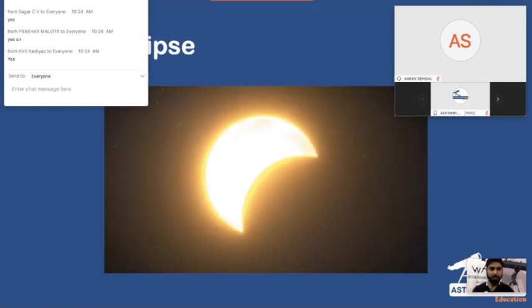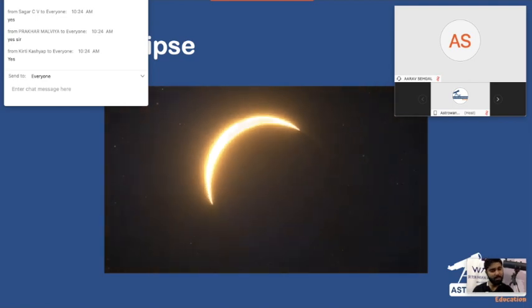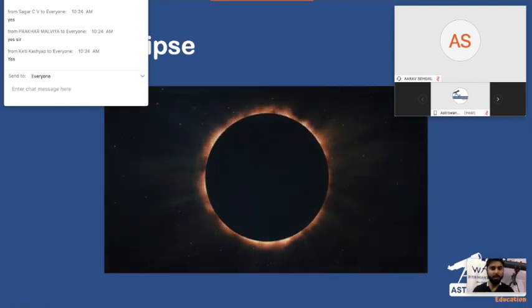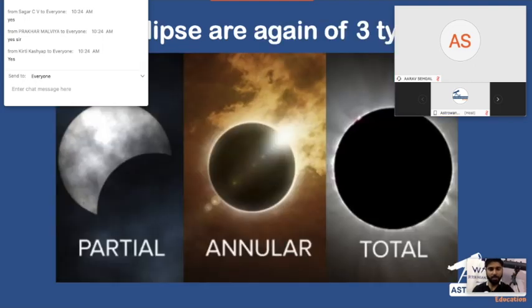So what is happening in a solar eclipse? The moon is coming in front of the sun, as viewed from earth. There are three types of solar eclipse. Even in tomorrow's eclipse, you are going to see the partial and annular eclipse, right? Some of you might be able to see only the partial eclipse. Some of you would be seeing both the partial and annular phases. Total is not there.